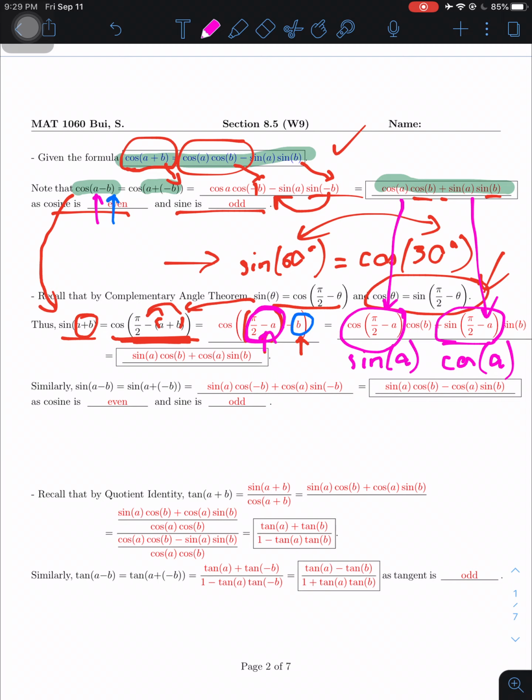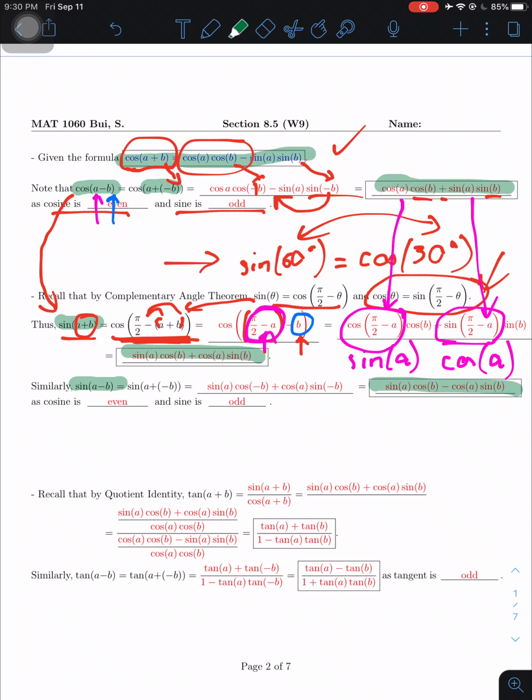Okay, so putting them together, we're gonna have this formula right here. And this is to find the sum of sine. Okay, and similarly, with the same logic as before, because A minus B can be written as A plus negative B, right? So then we repeat the whole thing that we did for cosine of A minus B before, but this time we're going to use sine of A plus B, okay? And then we end up having this formula right here for the difference of sine, okay?